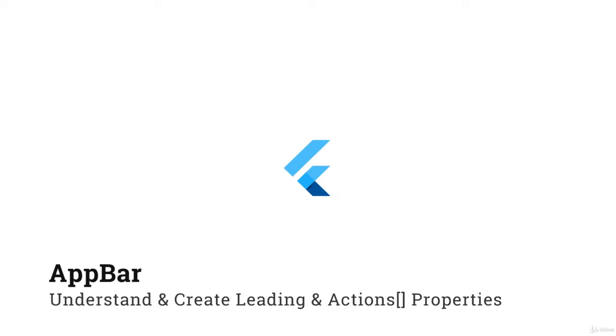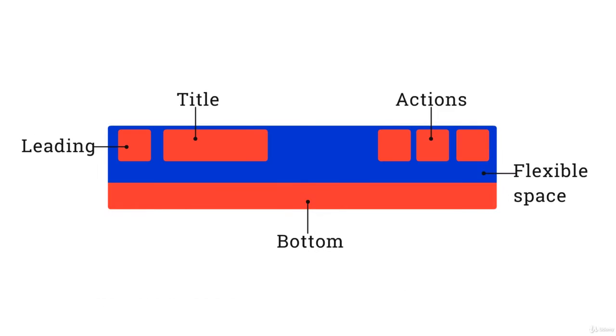In this video, we are going to understand and create the leading and action properties of an app bar, which are two important properties. To create a widget at the left side of a title, we use the leading property, and to create a widget at the right side of a title, we use actions. In actions, we can provide multiple children using the children property, and they are aligned towards the right side of the app bar. So now let's execute these two properties in our Android Studio.